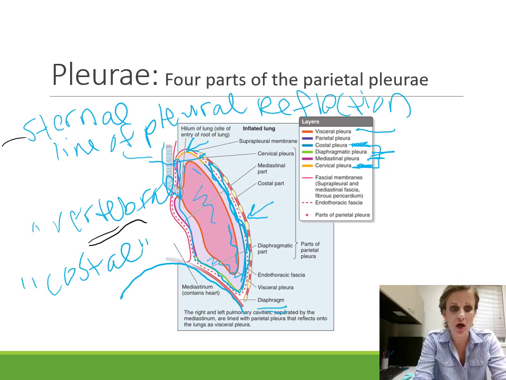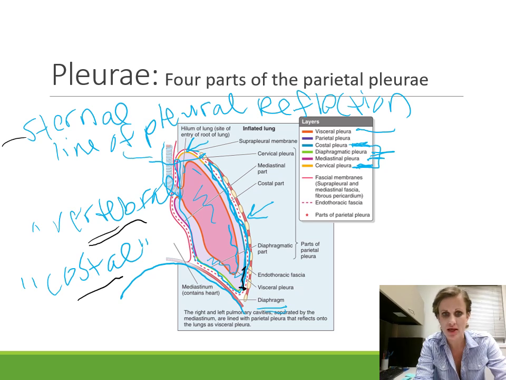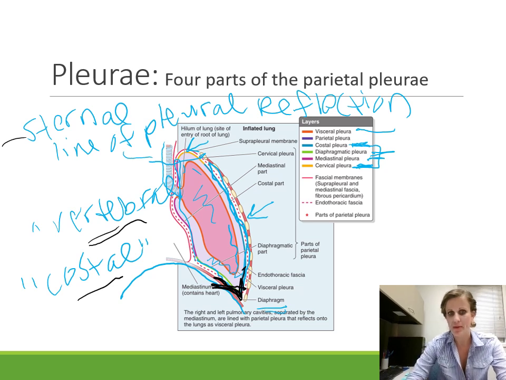Finally, we have the costal line of pleural reflection. This is the only one that's not obvious by the name, but the costal line occurs at the area where the costal pleura takes a sharp turn and becomes the diaphragmatic pleura. So that's at the bottom of the heart.